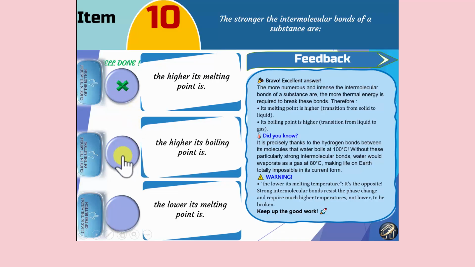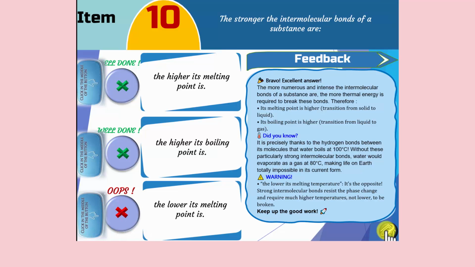The correct conclusion is that the stronger the intermolecular bonds, the higher both the melting point and the boiling point. Strong attractions hold molecules together more tightly, so more thermal energy is needed to separate them during a phase change. That means higher temperatures are required to melt a solid or boil a liquid. The statement that stronger bonds produce a lower melting temperature is incorrect. It's exactly the opposite. Water is a useful example. Hydrogen bonds help keep its boiling point high enough for liquid water to exist under conditions that support life.